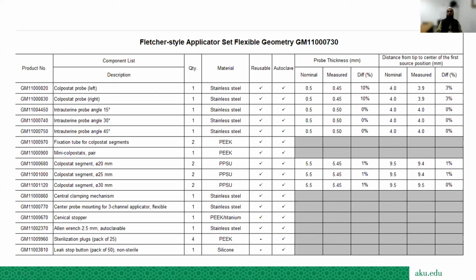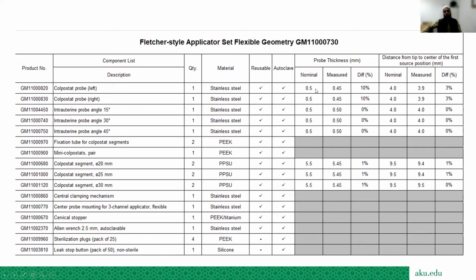Here is one example that we have made for every applicator. This is for the flexible geometry applicator, variant provided, variant made. You can see all the components are listed here with their product number, description of the item or the components, the quantity of each of these components, and the material, so that we can use this information to see which technique should be used for sterilization. It is reusable, and autoclave sterilization is required for all these components. Here you can see the probe thickness, which is the dead space.